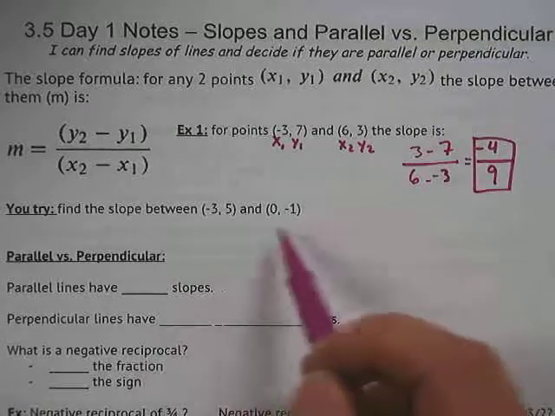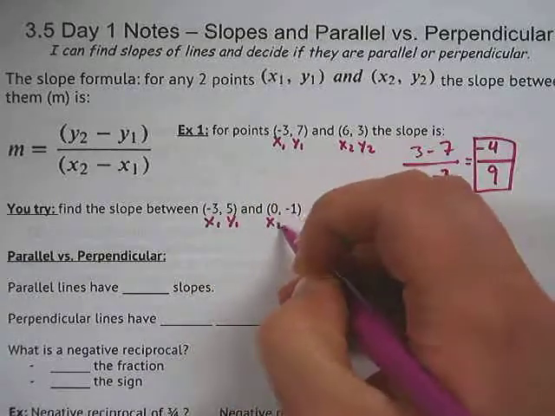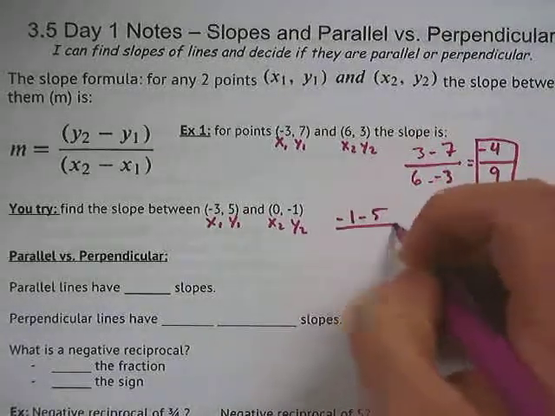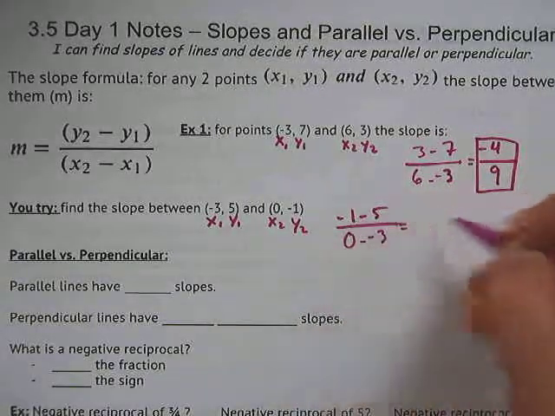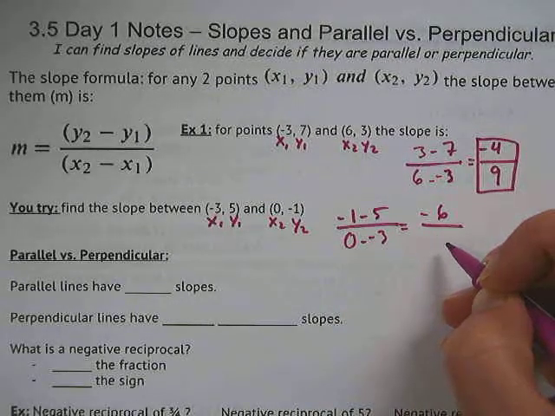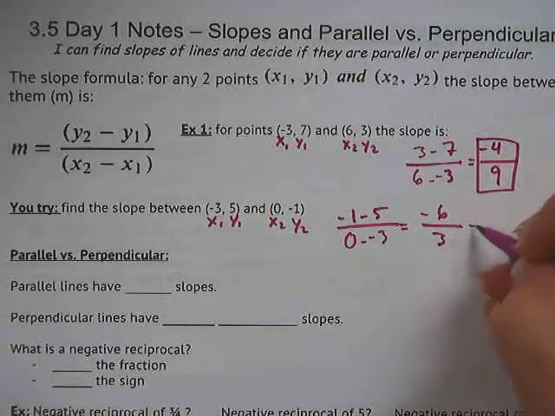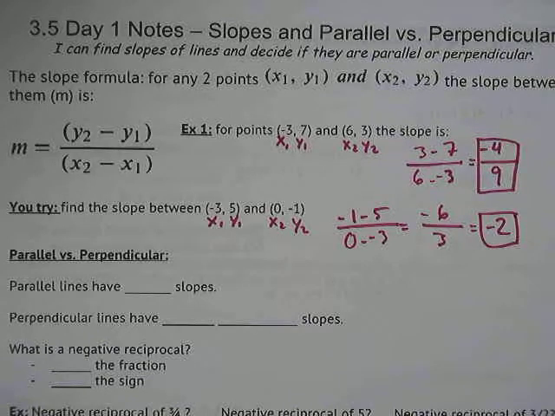Okay, so hopefully you paused the video and found the slope between these 2 points. To check it, labeling our points x1, y1, x2, y2. y2 minus y1 on top, so -1 minus 5. x2 minus x1, so 0 minus -3 on the bottom. -1 minus 5 is -6. 0 minus -3 is like saying 0 plus 3. So that's 3. And in this case, since the fraction does reduce, -6 divided by 3, that reduces to -2. So our slope for this one is -2. If it's a fraction and you can reduce it, you should.